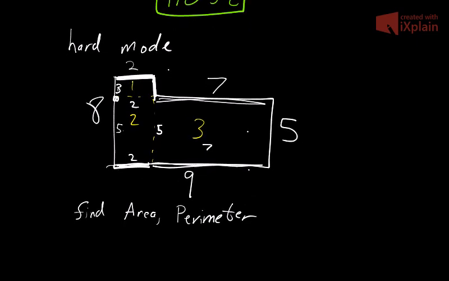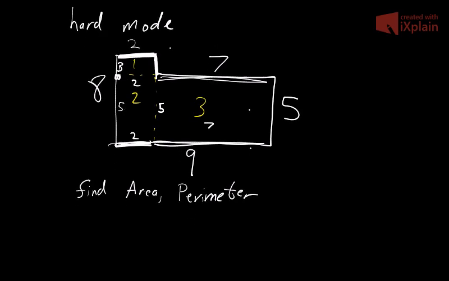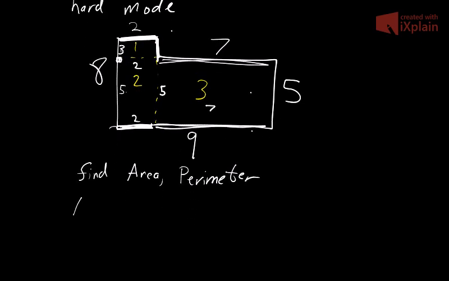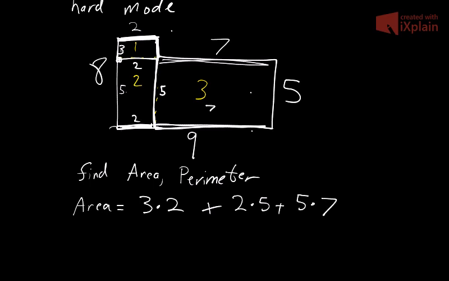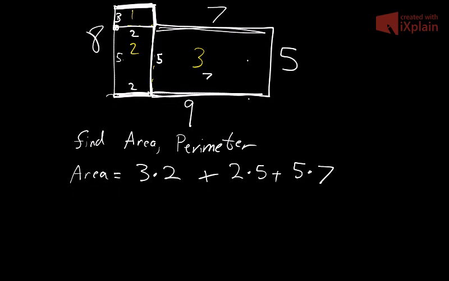I know that was a lot, but now that we have that, we've got 1, 2, 3 different rectangles we can deal with. So for the area, it is going to be the area of my first rectangle, which is 3 times 2, plus the area of my second rectangle, which is 2 times 5, plus the area of my third rectangle, which is 5 times 7. And just like that, I'll be able to find my area, which is 6 plus 10 plus 35. Adding all that together, 16 plus 35 is going to be 51. I don't know what the units are, so I'm just going to leave it.